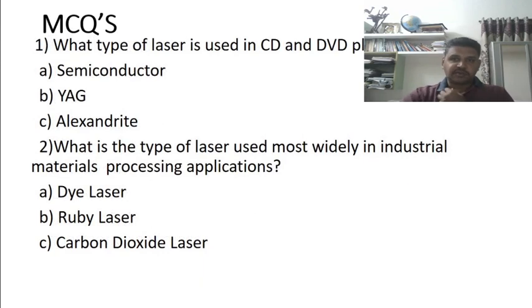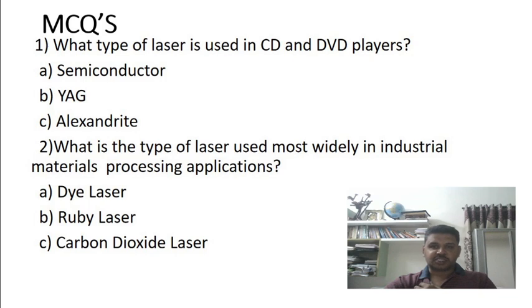Next, we are going to discuss some very important multiple choice questions. The first one is: what type of laser is used in CD and DVD players? It is the semiconductor laser. Next: what type of laser is used more widely in industrial materials processing applications? Usually carbon dioxide lasers.